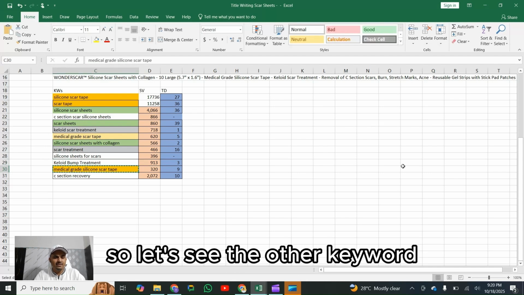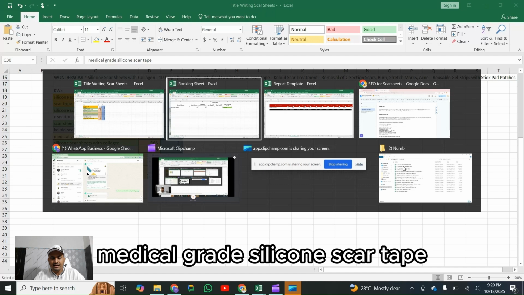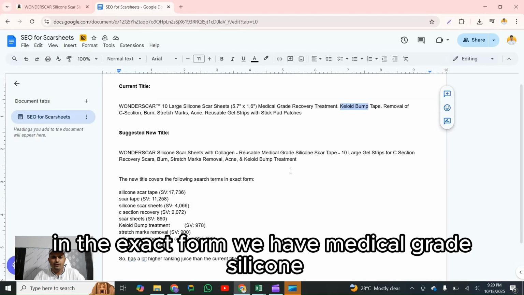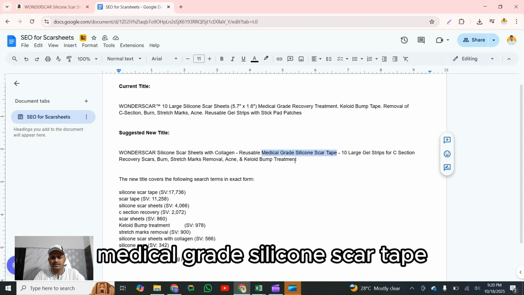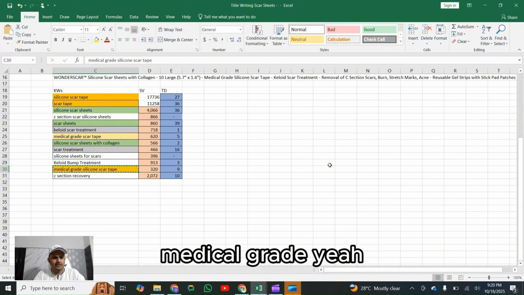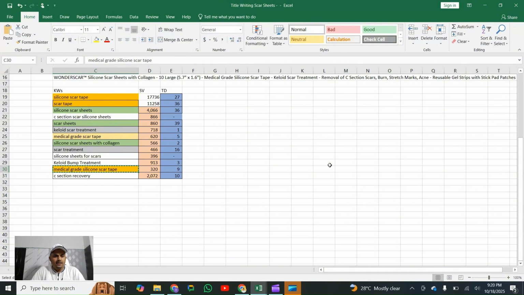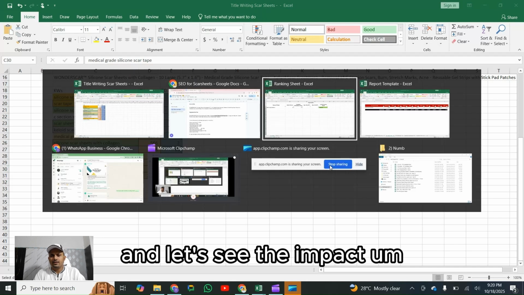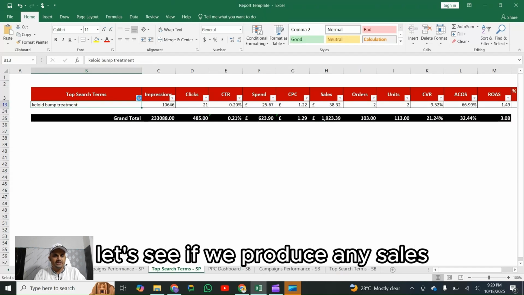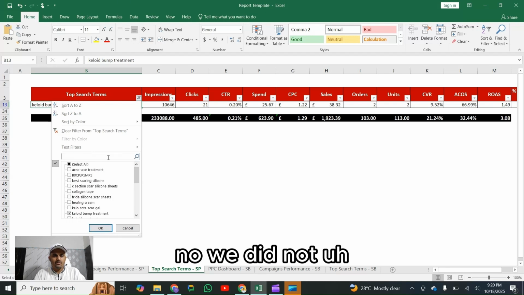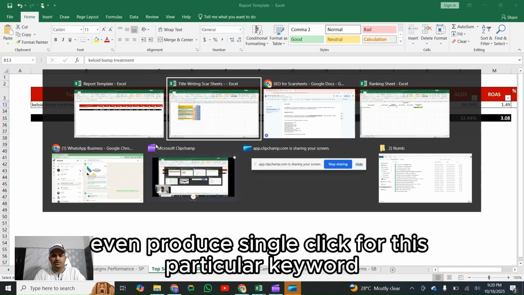So let's see the other keyword, medical grade silicone scar tape. I do not think we have this in the exact form. We have medical grade silicone scar tape. Medical grade, yeah, we have it in the exact form. It's a title density of 9, and let's see the impact. Let's see if we produce any sales. No, we did not even produce a single click for this particular keyword.